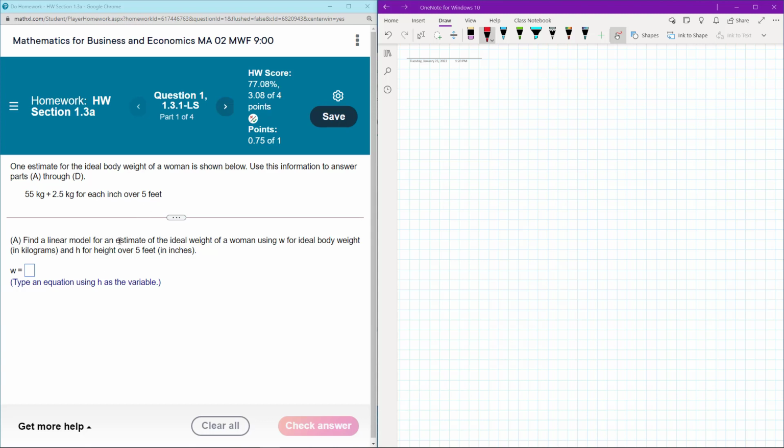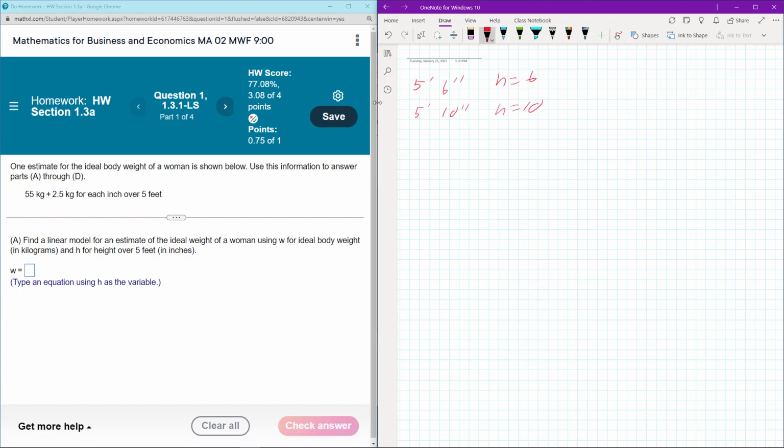Find a linear model for an estimate of the ideal weight of a woman, using W for the ideal body weight and H for height over 5 feet in inches. So the value of H is going to be the height in excess of 5 feet in inches. If the person was 5 feet 6 inches, H will be equal to 6, and at 5 feet 10 inches, H would be equal to 10.